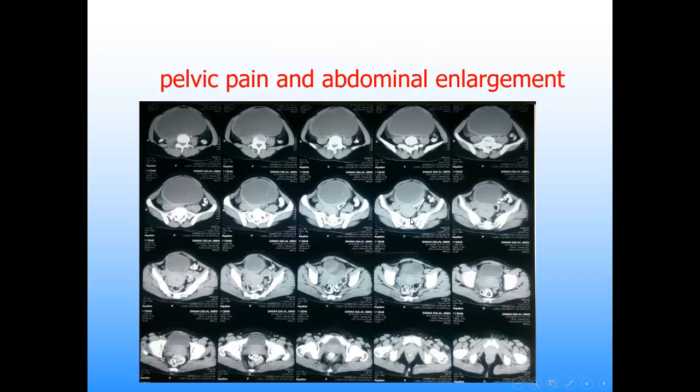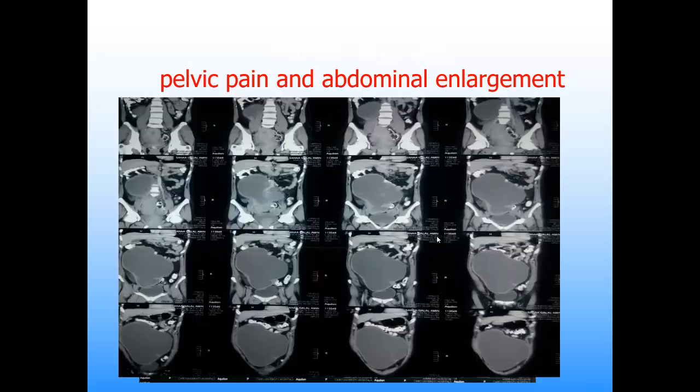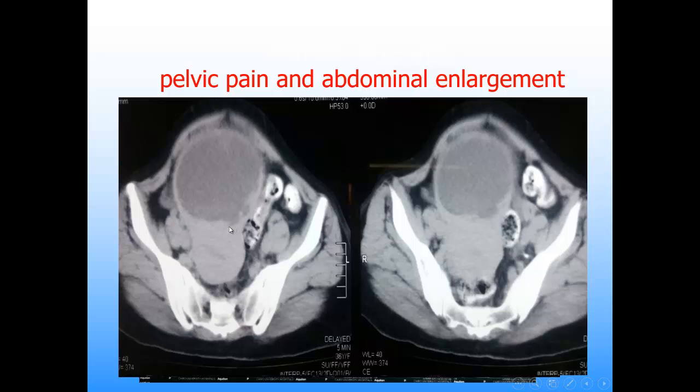But when we do CT, we ask to do sagittal and coronal reconstruction. Because in sagittal and coronal reconstruction, we can detect the relation to the uterus. This is the coronal here. This is the uterus. Here, this is the claw sign that we used to see in uterine lesions.